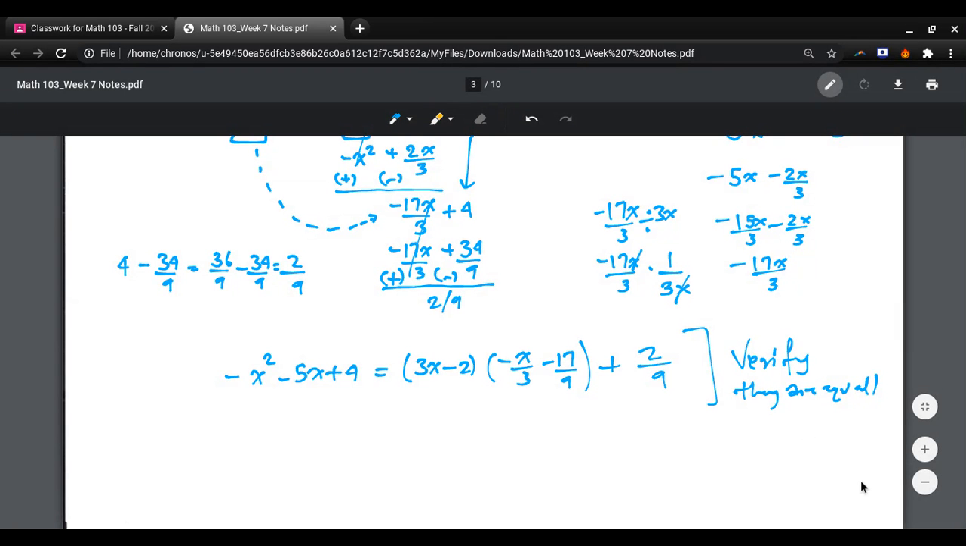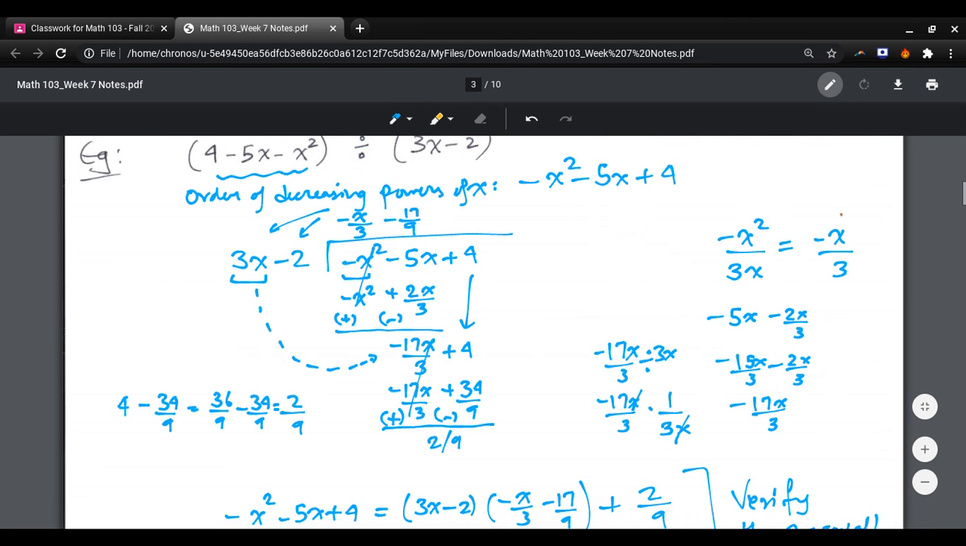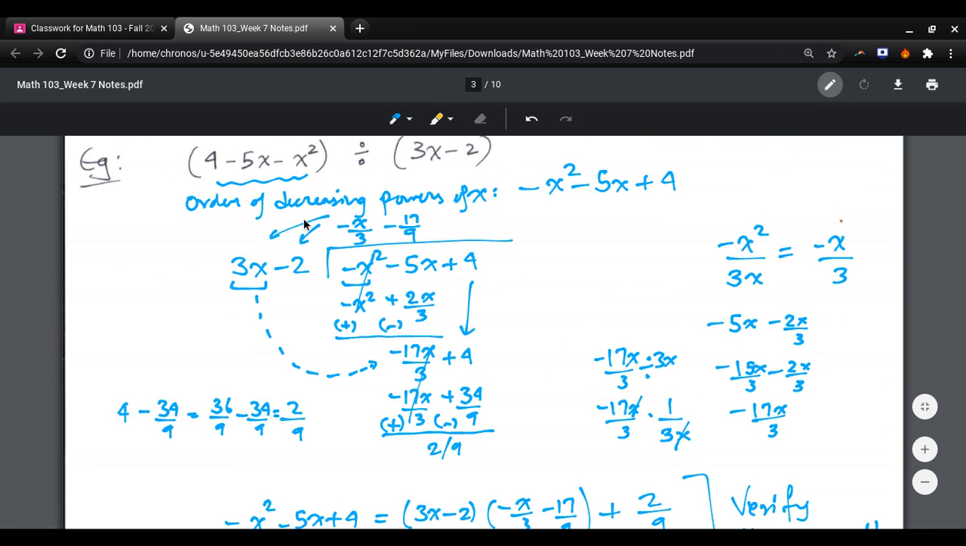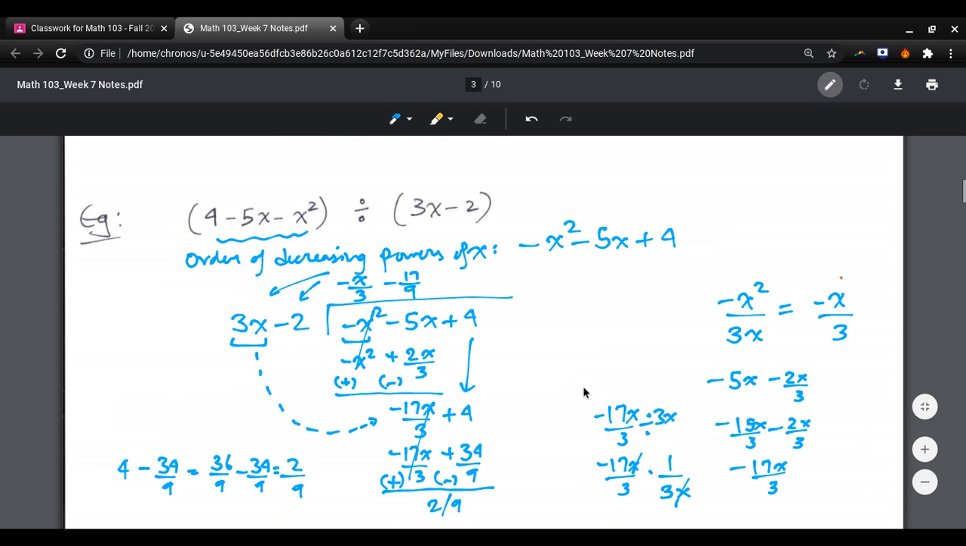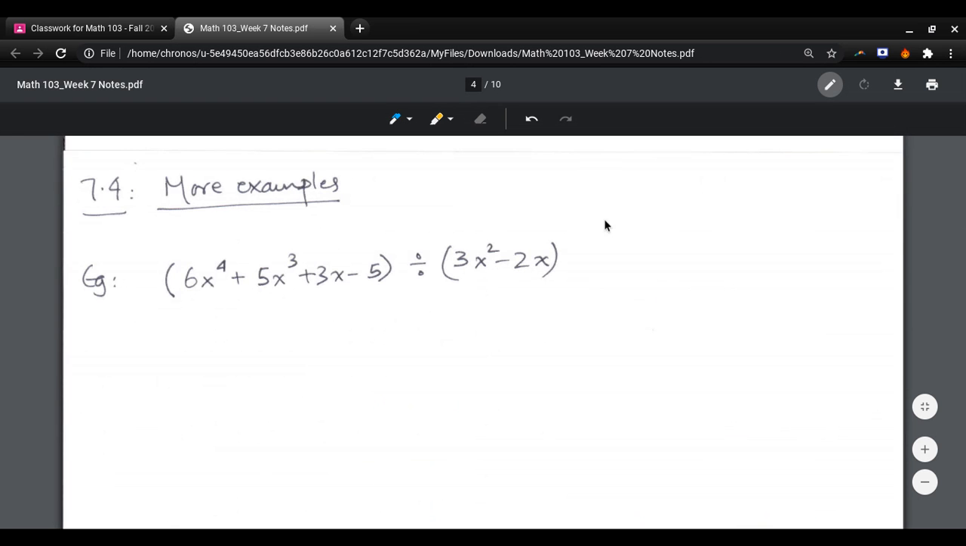Okay, the two examples we have looked at so far: the first one divided perfectly. In the second one, we had to move things around a little bit, and that's because we always want it in the order of decreasing powers of x. Now, the third example is one where there are certain powers of x missing.